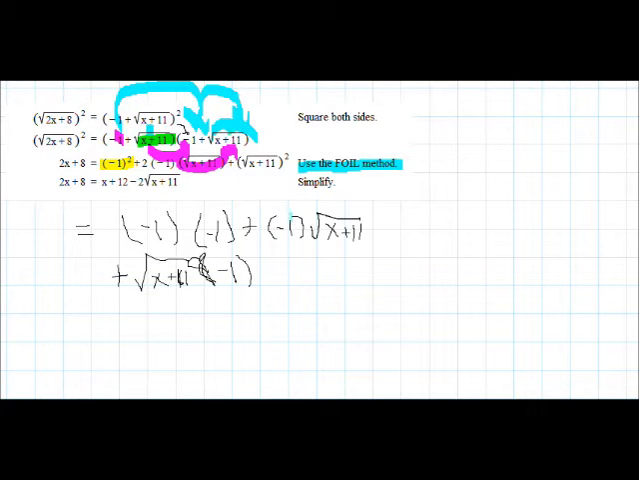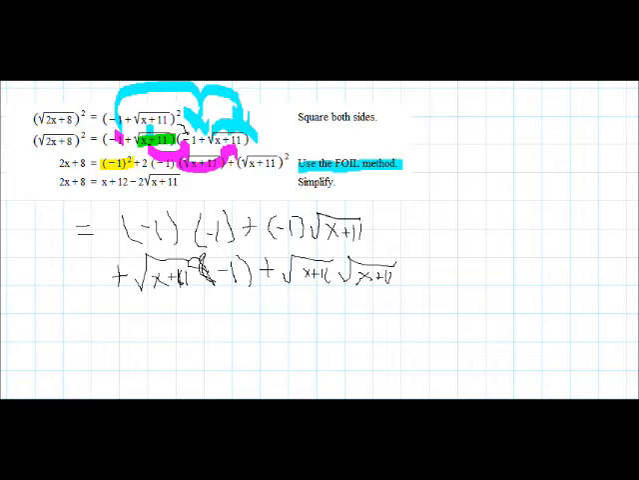So I end up with plus square root of x plus 11 times square root of x plus 11.